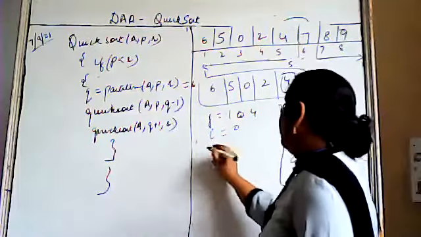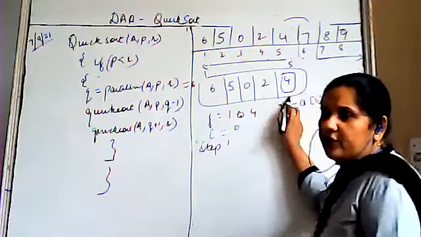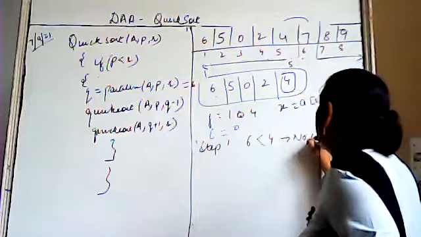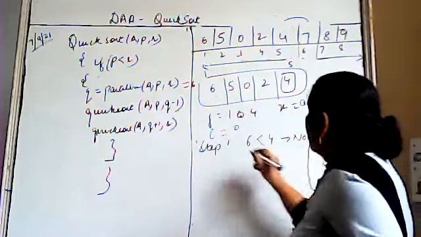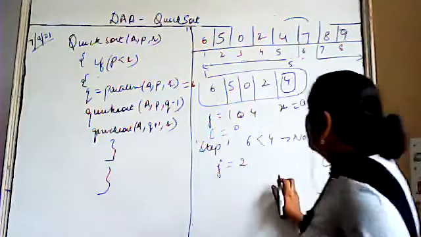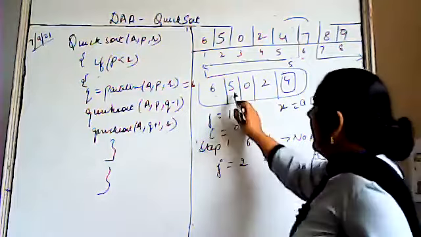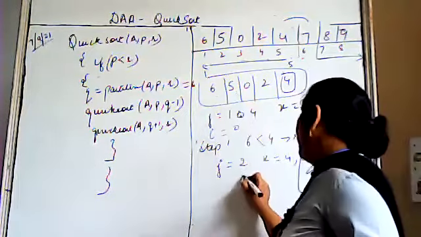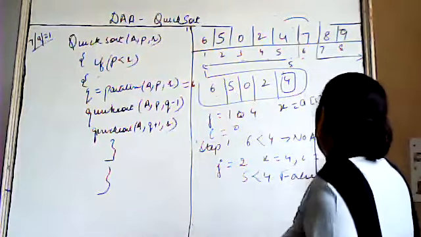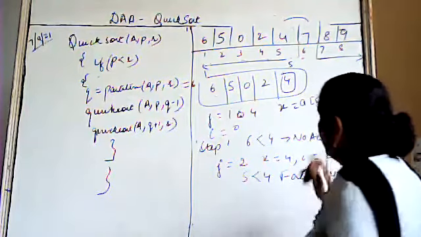Now what happens? Step number 1. Whether 6 is smaller than 4? No. 6 is not smaller than 4. No swapping. No action has to be taken. Then increment J by 1. So J will become 2. X is equal to 4, and I is equal to 0. At J is equal to 2, we have 5. 5 is less than 4? Condition false. So no swapping or no action has to take place.